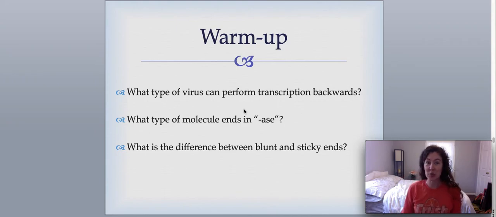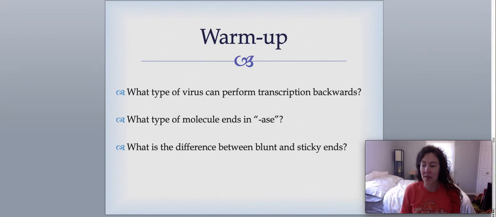Today is day two of DNA technology. You can continue along with your notes and we will begin. First off, we have three warm-up questions. What type of a virus can perform transcription backwards? What type of molecule ends in ACE, A-S-E? And what is the difference between blunt and sticky ends?